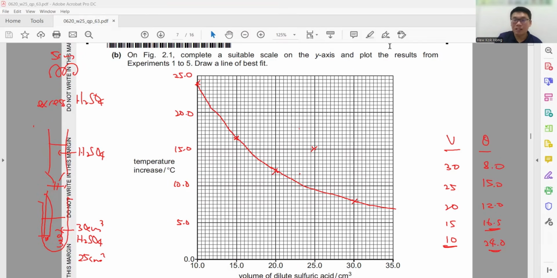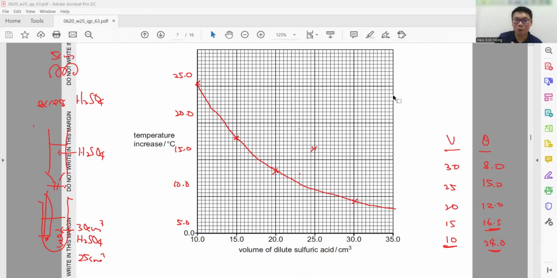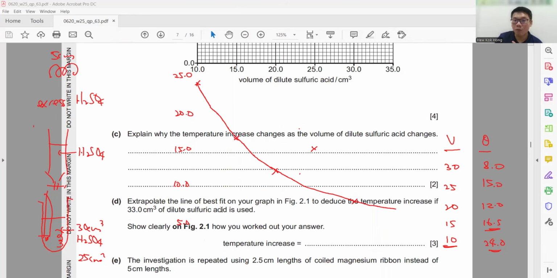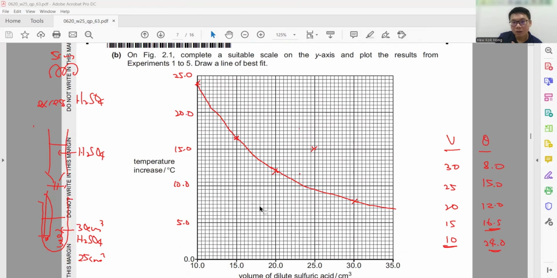So after we sketch this line of best fit, we look at some of the questions, especially question D, that says extrapolate the line of best fit on your graph in figure 2.1 to deduce the temperature increase if 33 cm³ of dilute sulfuric acid is used. So when it's 33 cm³, 7.25. So you can confirm the temperature change is around 7.25 or 7.3, depending on your smooth curve.